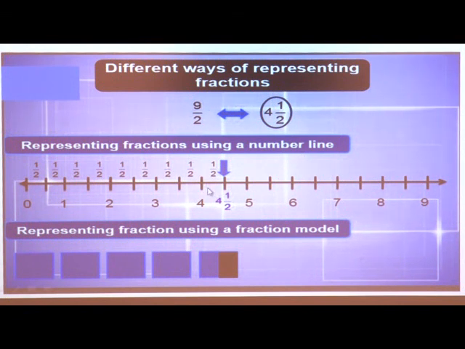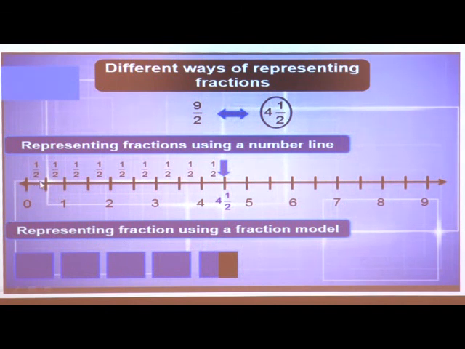You might be thinking that we don't find fractions on a number line. No, we have fractions between 2 whole numbers. We will see the representation of fractions using a number line. Here we have a number line from 0 to 9, that is 0, 1, 2, 3, equally spaced. In between 0 and 1 we have the fraction 1 upon 2.